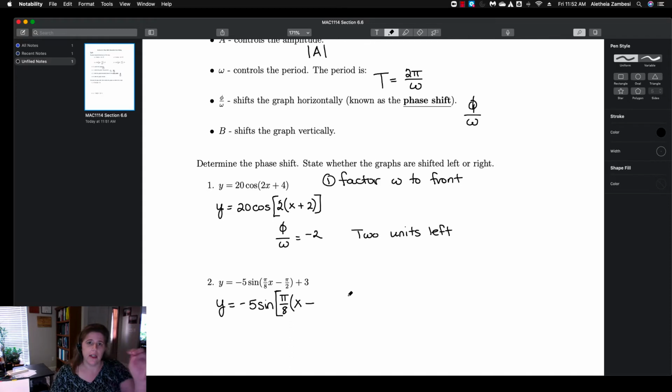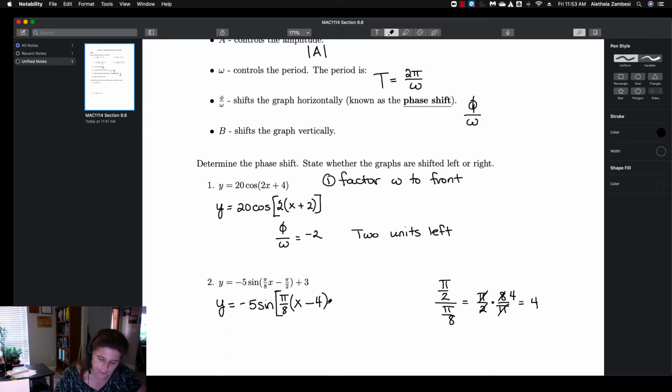So remember that if you're factoring it, we're pulling it to the bottom. So I have on the side pi over 2 divided by pi over 8. We're going to hold the top one steady, flip the bottom, and multiply. Pi's cancel out. 2 cancels into the 8 and leaves me with 4. And we're adding 3 to the end. So here, if we were going to work on the phase shift, that phi over omega for our phase shift is equal to 4. Remember, it's like the opposite sign of what's in there because the sign itself in the formula is negative. So we are going 4 units to the right.